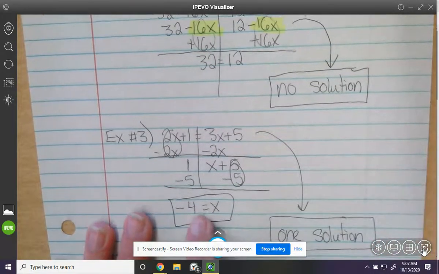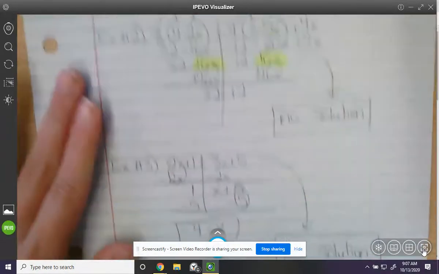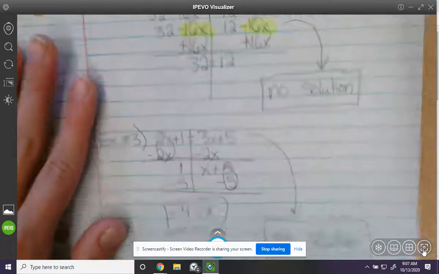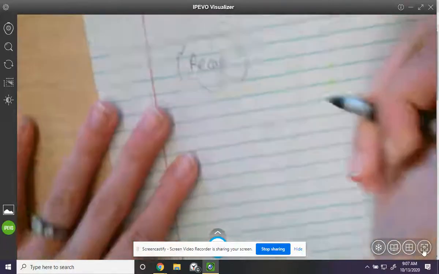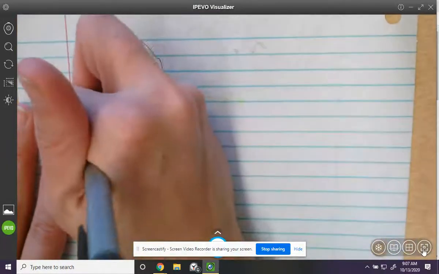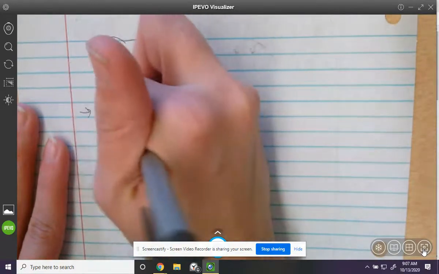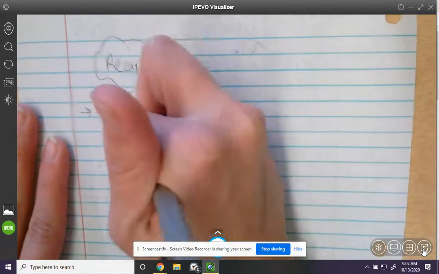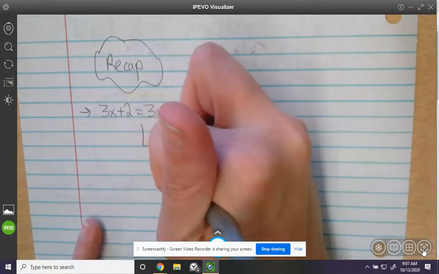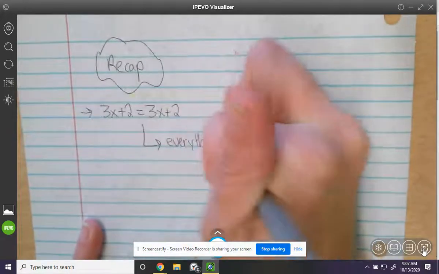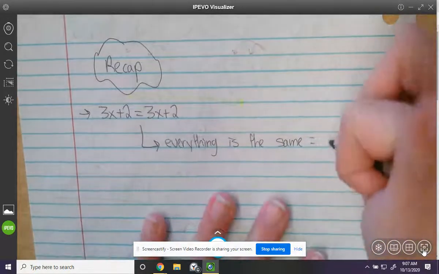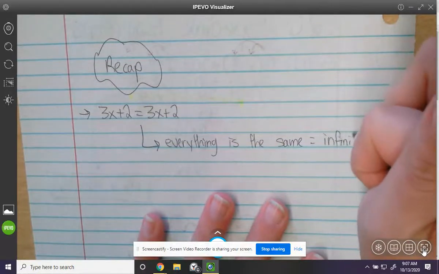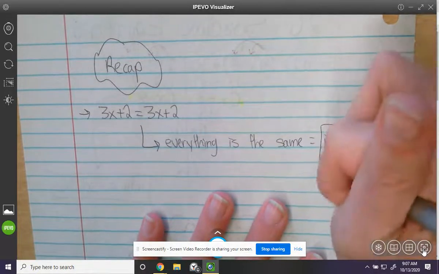So you don't actually have to work it out and get your x today. Your 3 answers are just going to be infinite, no solution, or one solution. Okay, so let's do a quick little recap. First option, 3x plus 2 equals 3x plus 2. We would say here everything is the same. If everything's the same, then my answer is infinite solutions.